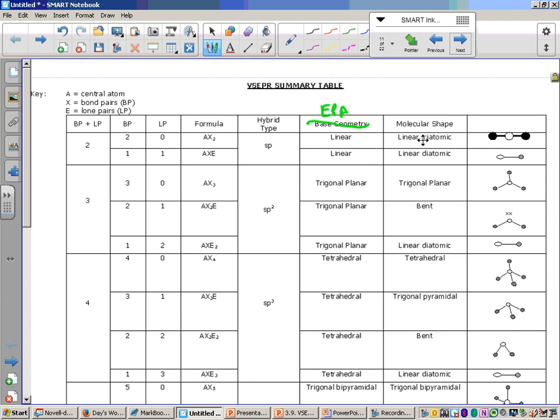Now, if they're both bond pairs, then the molecule itself is linear. If I have a line and 2 atoms here, then I have a linear molecule. That's not surprising. For EPA, the molecule itself is linear. Now, if I have 1 bond pair and 1 lone pair, still sp, EPA is linear. The lone pair we don't imagine is there, but we can draw it in. I could put it right there, dot, dot. You could put it there too if you'd like, to help you out.